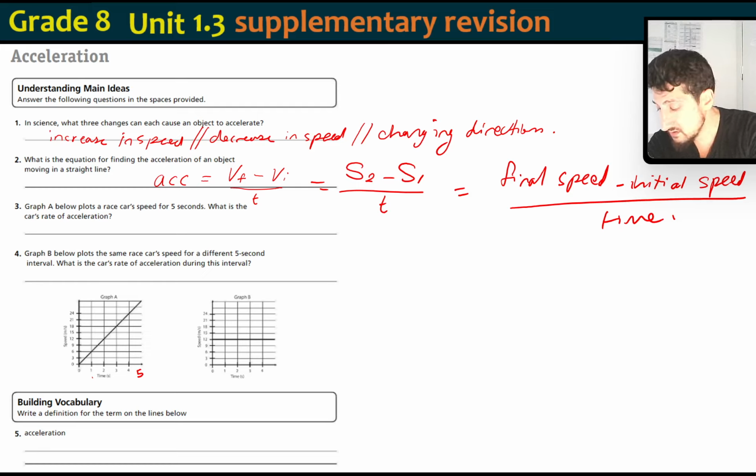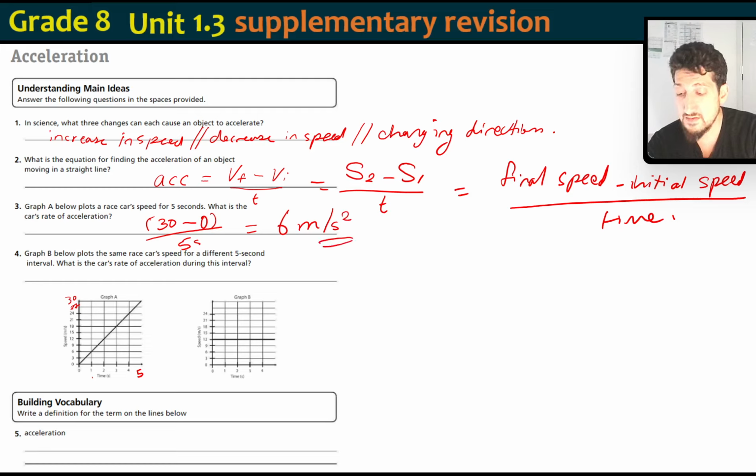What's the first speed? The first speed is 0. What's the final speed? That's 24, 27, 30. So it's going to be 30, because this point here is 30. So it's going to be 30 minus 0 over, what's the time? 5 seconds. So it's going to be 30 divided by 5, or 6 meters per second squared. That is the unit for acceleration, 6 meters per second squared.